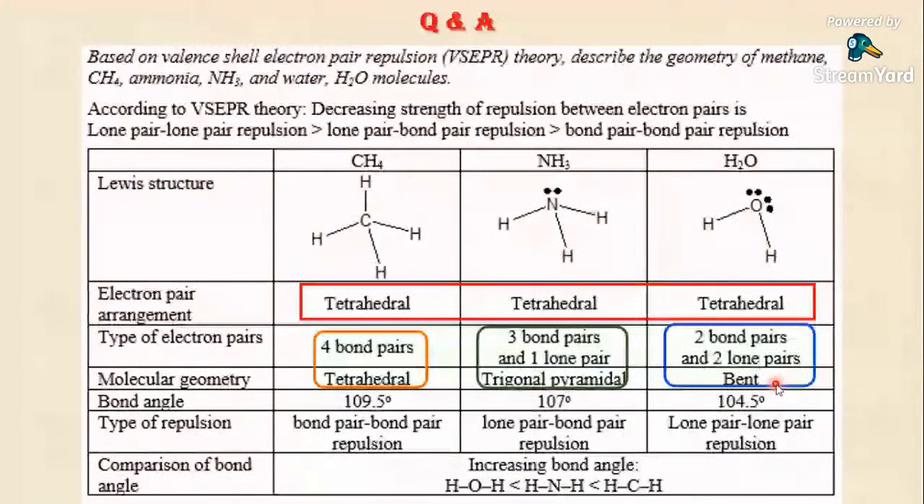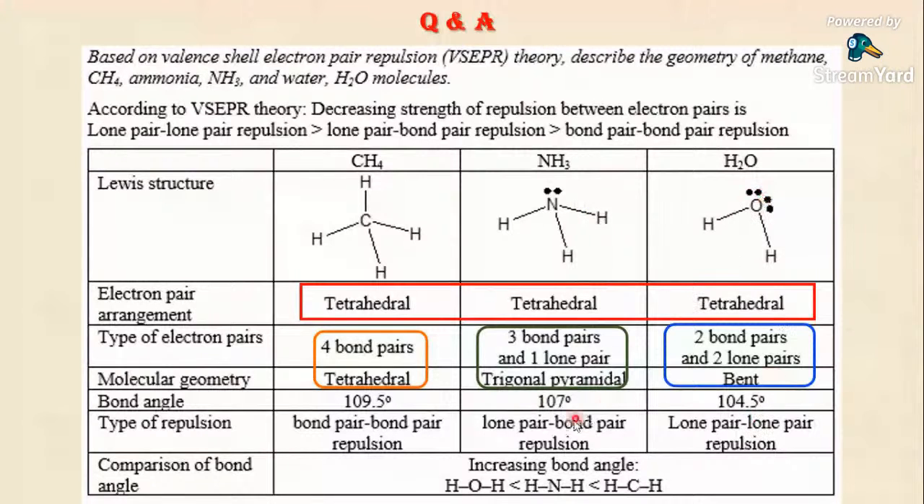Of course, the bond angle will be different. For the basic one, we just follow 109.5 degrees. And if there are lone pairs, it will be less than the basic, the original one. If you know the exact angle, you can write down 107 for ammonia, 104.5 for water.